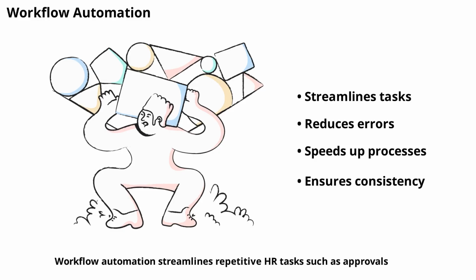Workflow automation streamlines repetitive HR tasks, such as approvals, document routing, and data entry. By automating these processes, HR teams can focus on strategic activities like resource planning. Automation reduces errors, speeds up operations, and ensures consistency across the organization.